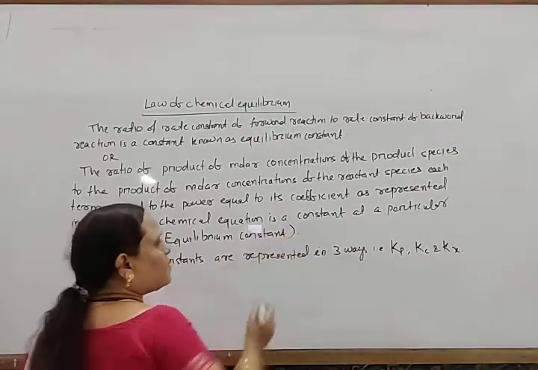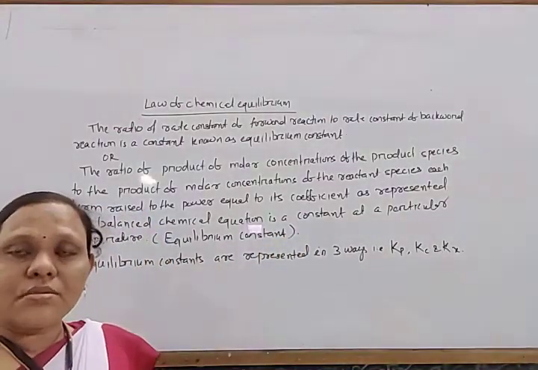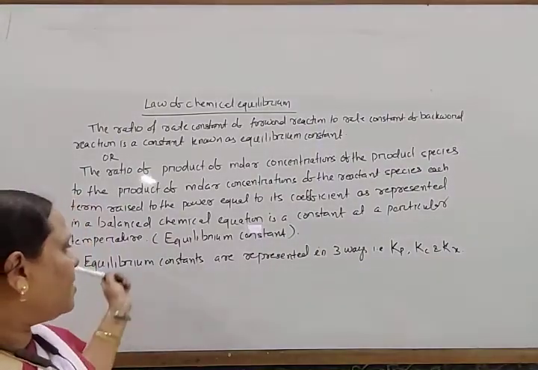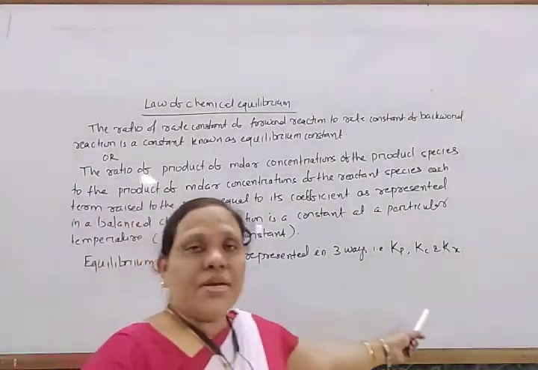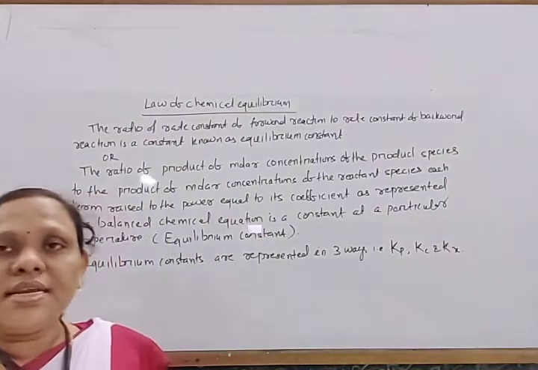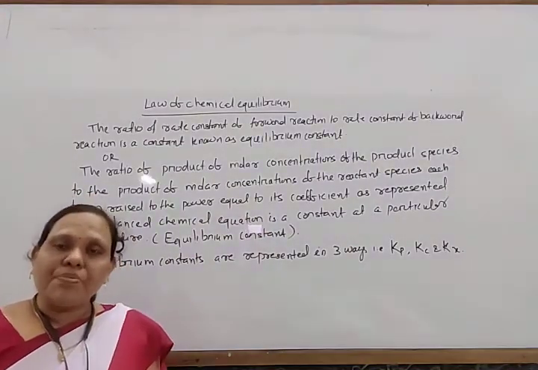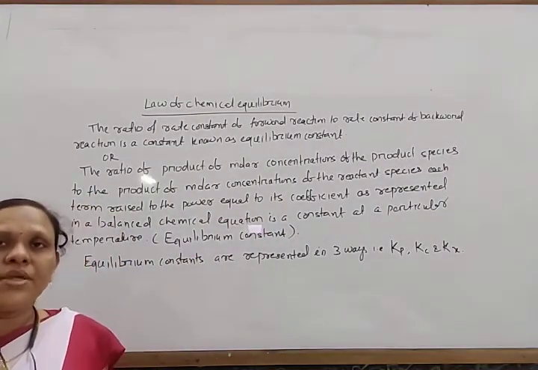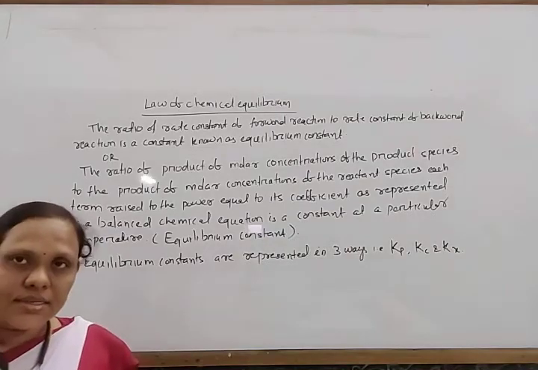And this equilibrium constant, just like I have written in terms of A, can be represented in three ways, that is Kp, Kc and Kx. So what are Kp, Kc and Kx, we will discuss in the next class. Okay.